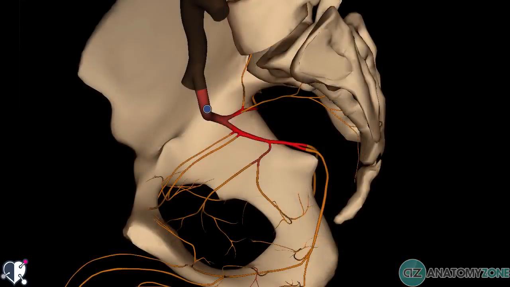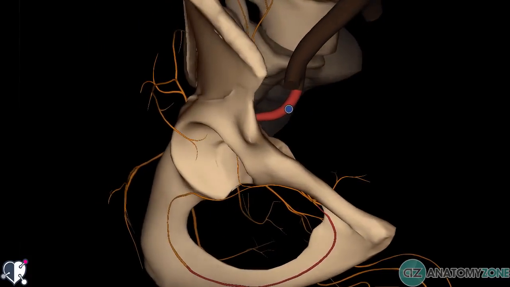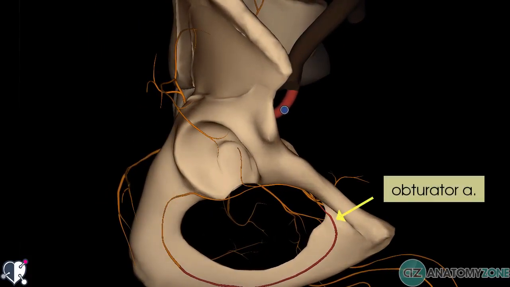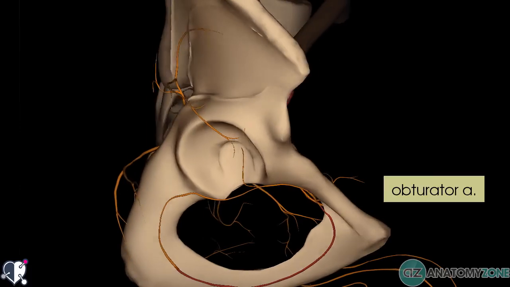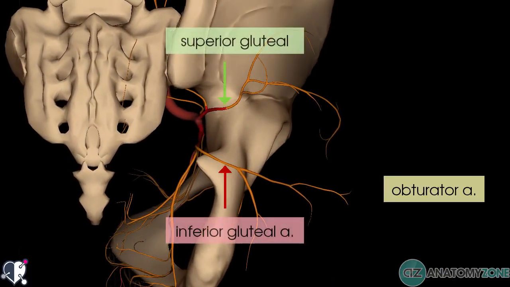The internal iliac arteries give off several branches. It's quite a complicated artery with multiple branches supplying the pelvic structures, the gluteal region, and also giving off some branches which descend to supply the thigh. So two branches, the obturator artery and the inferior gluteal artery, enter the thigh. The superior gluteal artery and the inferior gluteal artery supply the gluteal region, but we'll take a look at the branches of the internal iliac artery in more detail in separate tutorials.